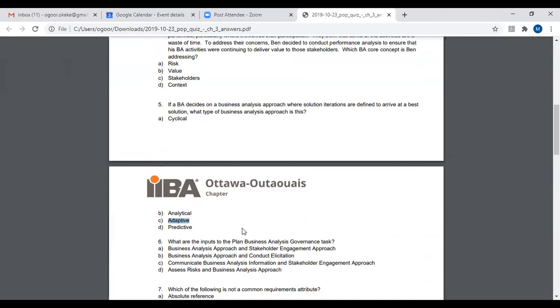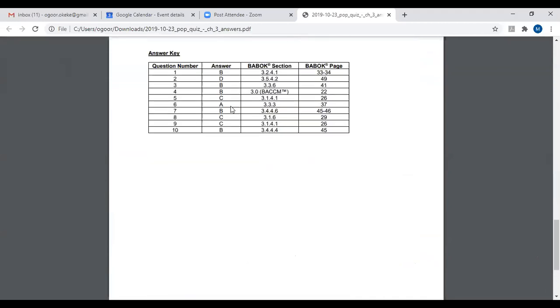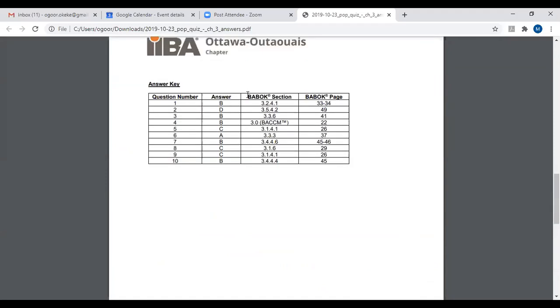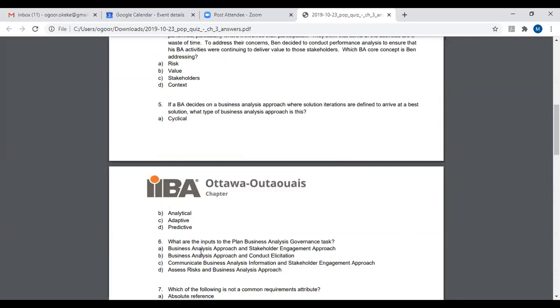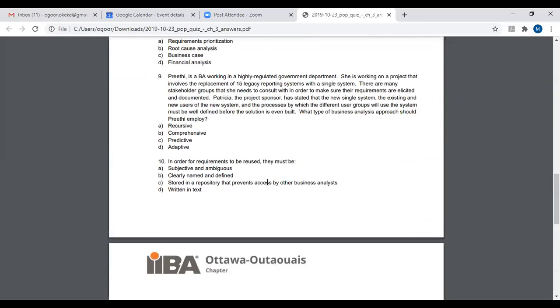No. Yeah. So number six, the answer here is A, and we answered A. What are the inputs to the plan business analysis here? So this one was a textbook answer. Business analysis approach and stakeholder engagement approach. So we'll go to number 7.